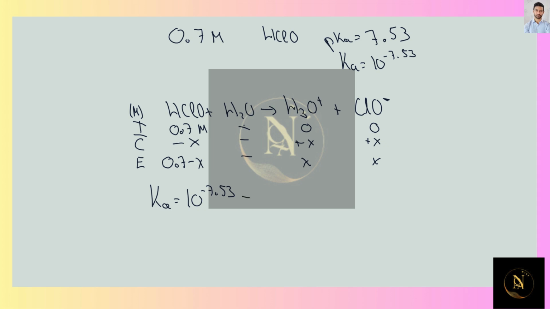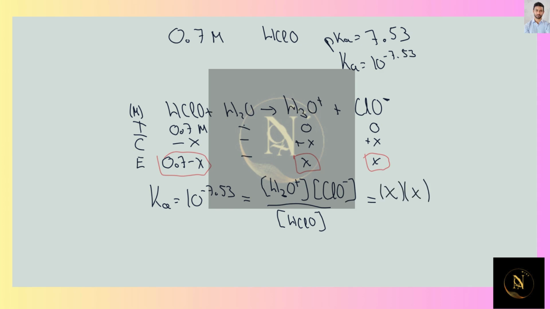The value for Ka of the acid is equal to 10 to the minus 7.53, which is a very small value. And this is going to be equal to the concentration of H3O+ times the concentration of ClO- divided by the concentration of HClO. So, replacing the concentrations with the ones that we found from our ICE table, what we're going to get is x times x divided by 0.7 minus x.